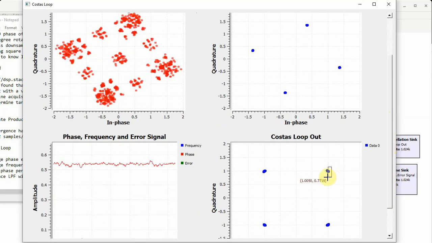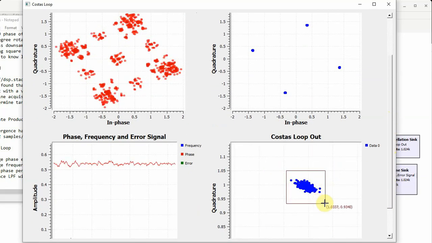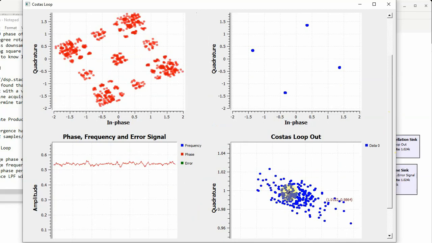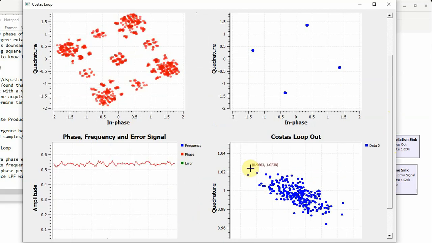Error vector magnitude basically takes a Euclidean distance between the ideal constellation point and the receiver constellation.